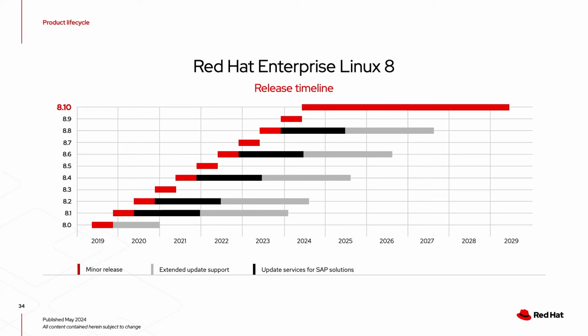With RHEL 8 entering its maintenance phase, 8.10 will be the final minor release, and that'll be supported for 5 years. And then we intend on having an ELS program just like we've had for 6 and 7. So 8.10, final minor release. So if you're having to patch RHEL 8, definitely be looking at moving to RHEL 8.10 as soon as possible.